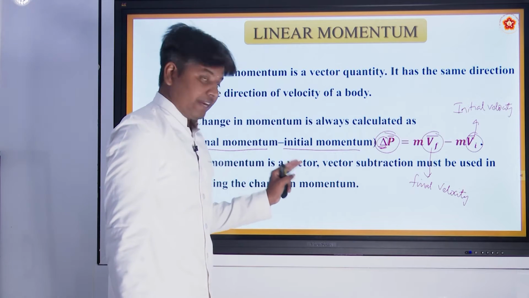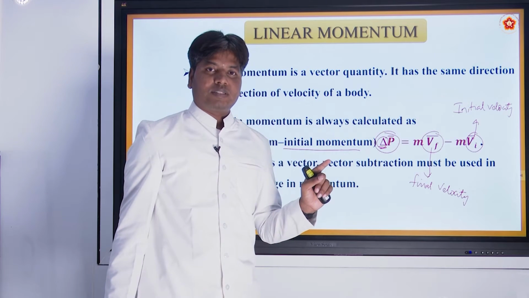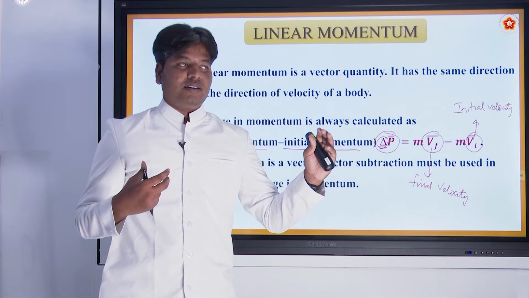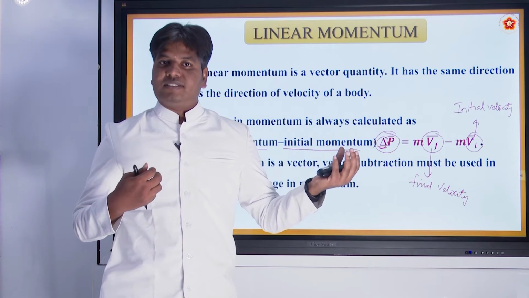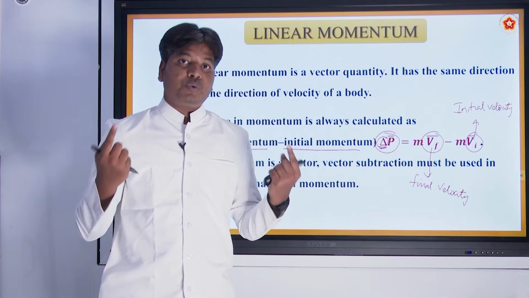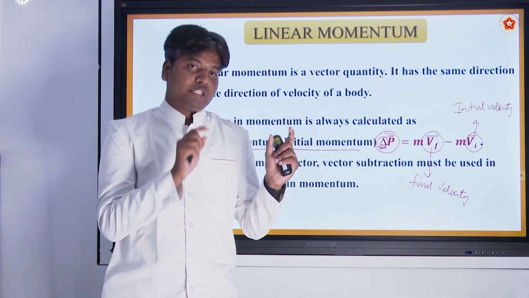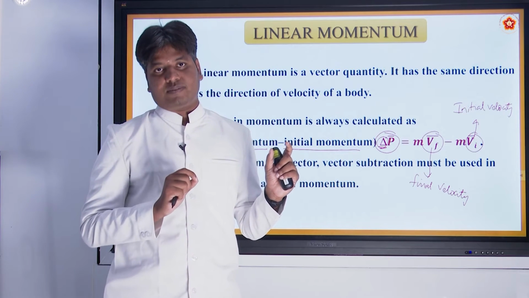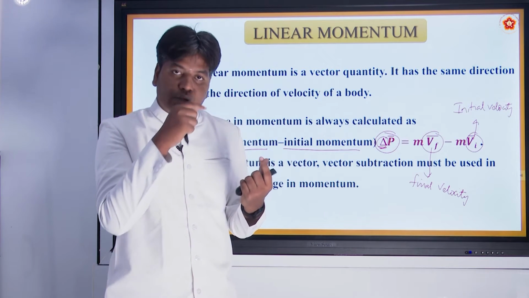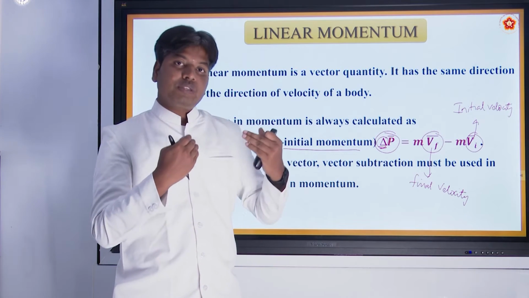As momentum is a vector, vector subtraction must be used in finding the change in momentum. You should not do final momentum minus initial momentum like 5 oranges minus 4 oranges. It is a vector, it has a direction. So we need to use vector subtraction, taking into account the direction of the velocity, because it might have changed direction after some time.